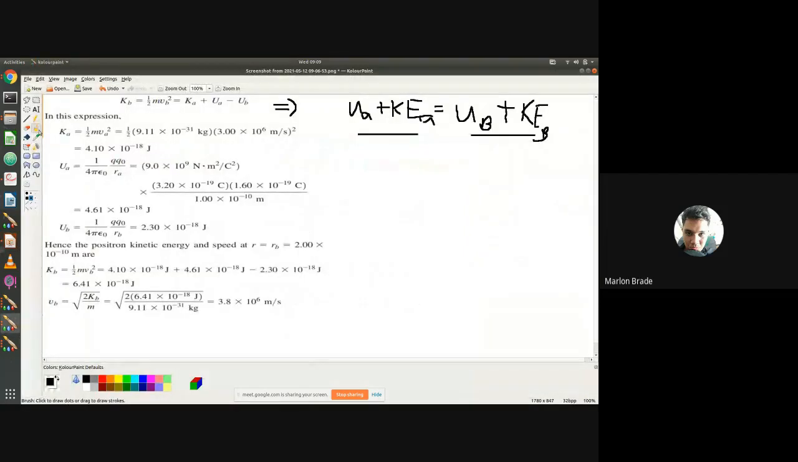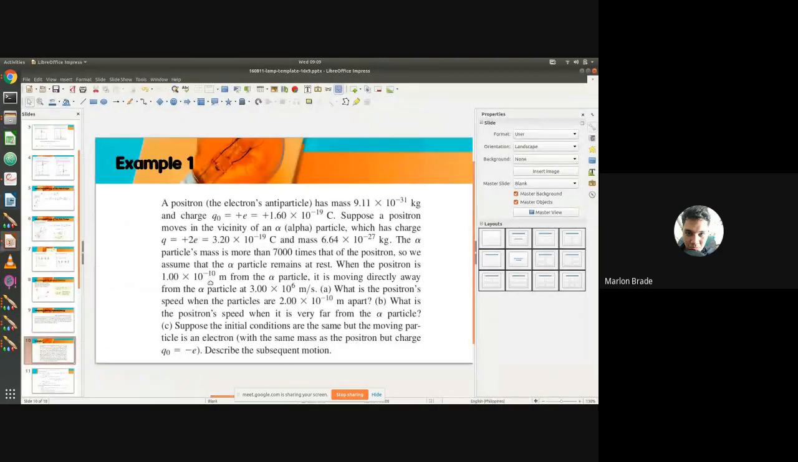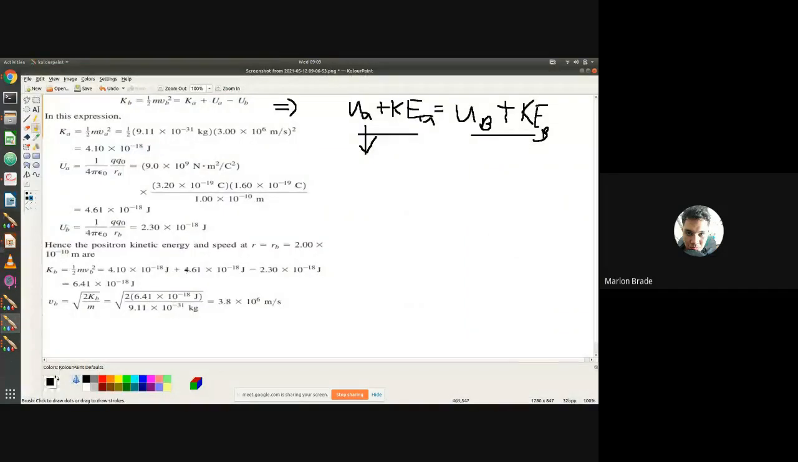To get U_A, what is U_A? U_A is the potential energy at the time when their distance is the initial one. What is the distance? 1.00 times 10 to the negative 10 meters. The corresponding speed is 3.00 times 10 to the 6 meters per second. That is a very large speed. It is almost the speed of light. Very fast.